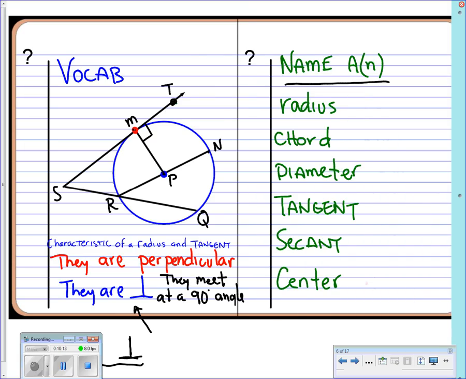All right, what I'd like you to do is just put me on pause and see if you could look at this drawing and write down in proper notation a radius, a chord, a diameter, a tangent, secant, and center. Pull out your vocabulary words, look those things through, and see if you can come up with them. Put me on pause and come back and check your work.